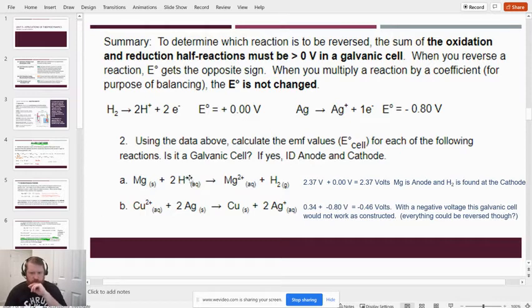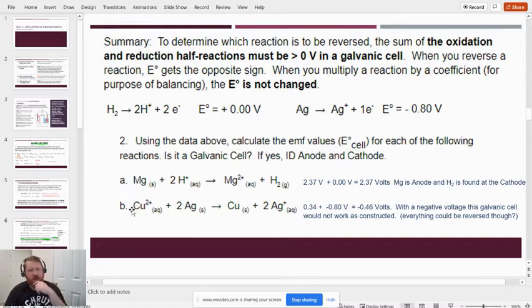So for this reaction, A, the combined voltage, we take the anode and the cathode voltage and add them together, and we get 2.37 volts. That would be a galvanic cell as written. So magnesium is where the anode is, it's losing electrons. Hydrogen is where we'd find the cathode, it's gaining electrons.